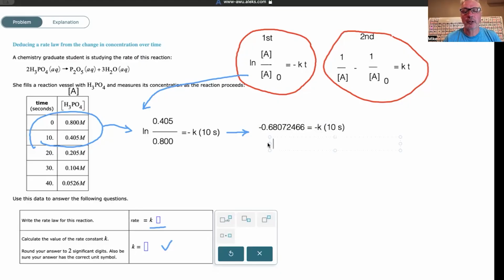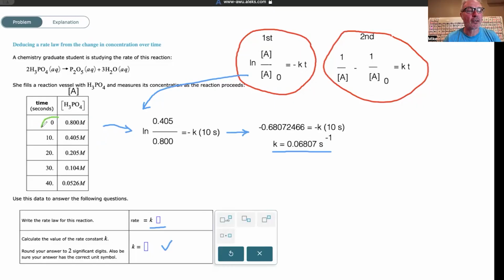Let's solve for K. Why don't we just get rid of that silliness that is the negative sign on both sides. Cancel it out. This is going to be K is 0.06807 inverse seconds. Those are the units of a first order rate constant. Keep that on the back burner. We've proven nothing yet. The way we prove something is we do this again, except we do it with a different set of points.